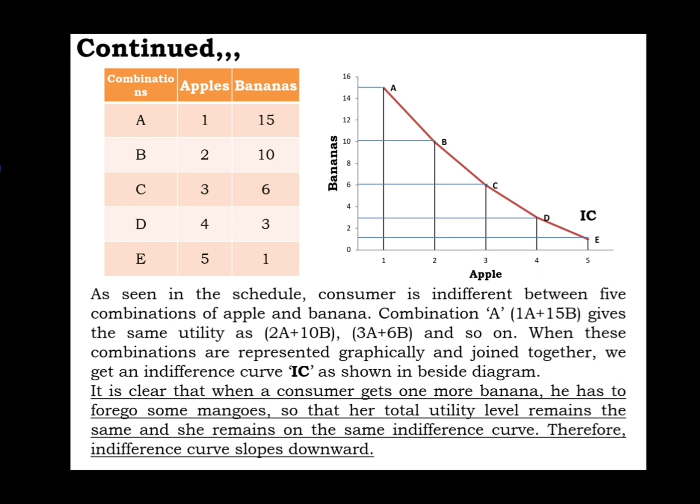At the first combination we can find 1 apple and 15 bananas. At the second combination, B, we can find 2 apples and only 10 bananas, like 3 apples and only 6 bananas. So if we sacrifice banana in this order, then we can easily remain in the same level of satisfaction. You can find the amount of sacrifice, it means how much banana we have sacrificed, in that diagram.